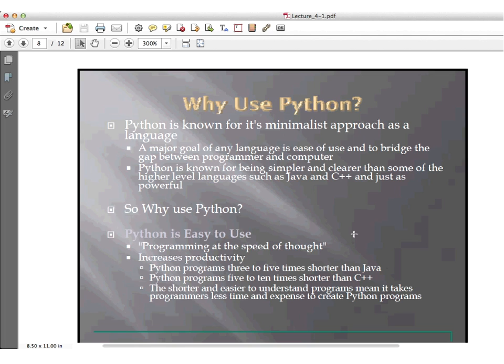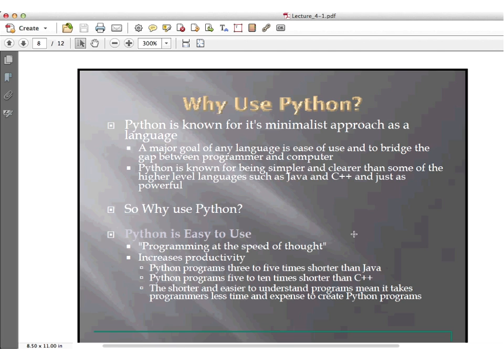So why use Python? Python is a minimalist approach. There's only one way to do something. It's an easy language, easy to learn, easy to use, and it bridges the gap between the programmer and the computer. It's simpler and clearer than some of the high-level languages such as Java and C++, and just as powerful, if not more powerful, because the libraries are out there for it.